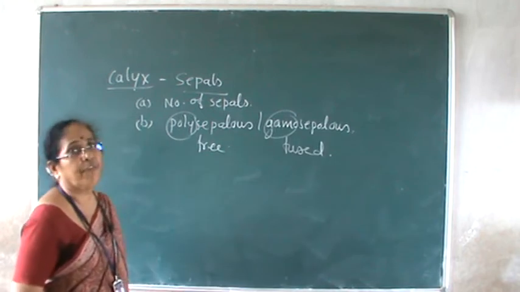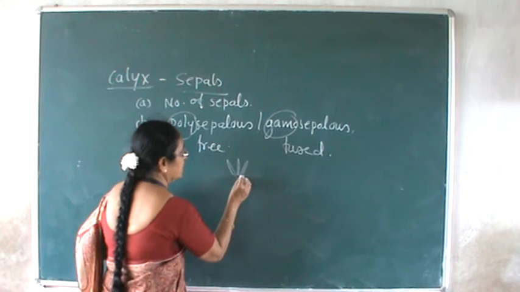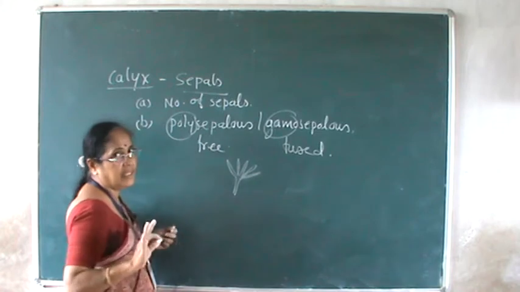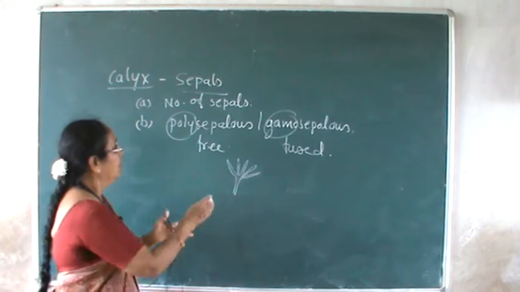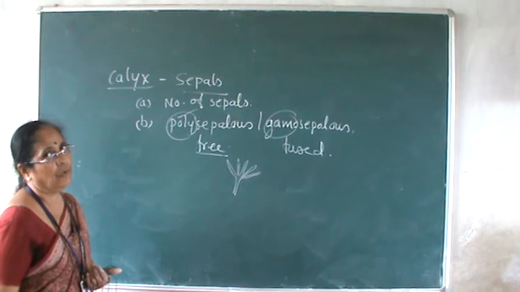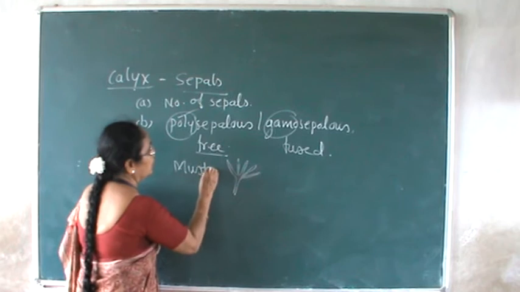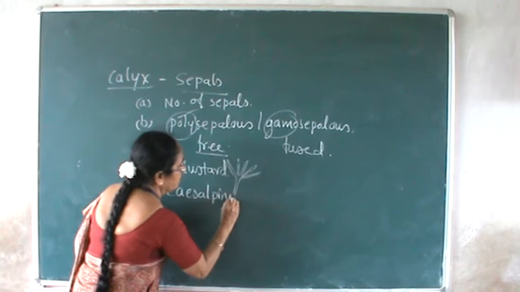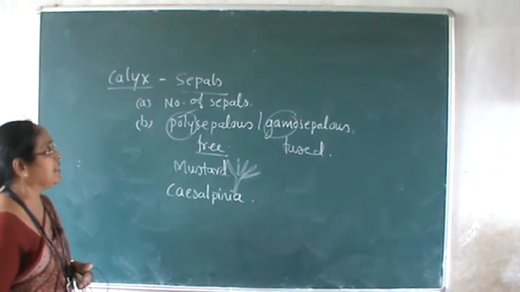If the sepals are free in nature, I draw the free sepals. Suppose if you find 5 sepals in the calyx, if all the 5 sepals are like this, suppose if this is the calyx, having 5 sepals and all sepals are entirely free from each other, then this can be considered as free and you must describe the calyx as polysepalous. Okay? So this condition can be seen in case of, again mustard, I got the example of mustard only. Or you can give an example of Caesalpinia. Caesalpinia is an example for having polysepalous condition of the calyx.